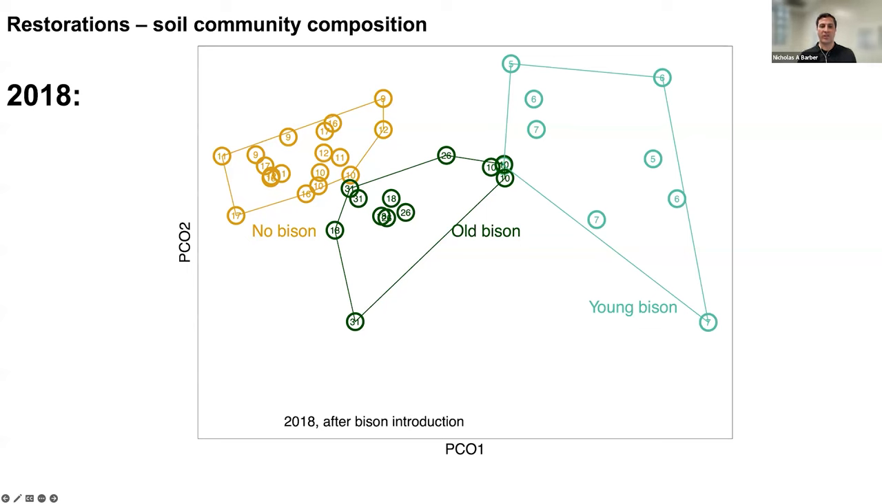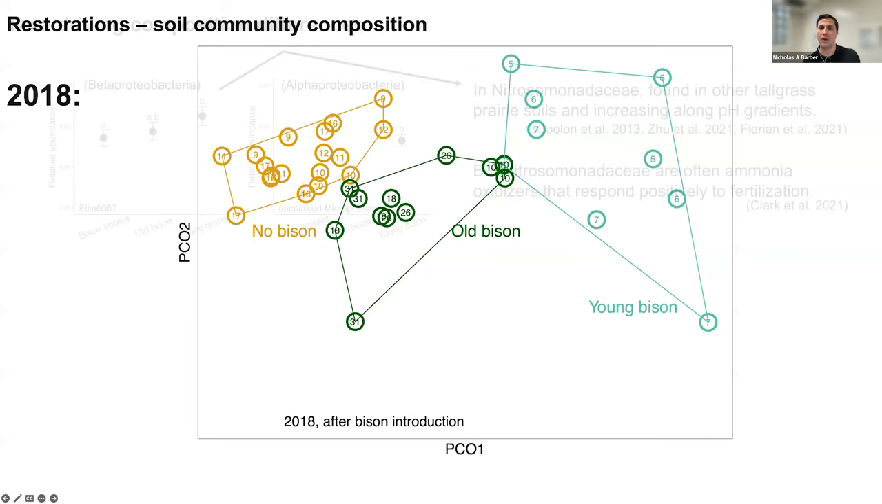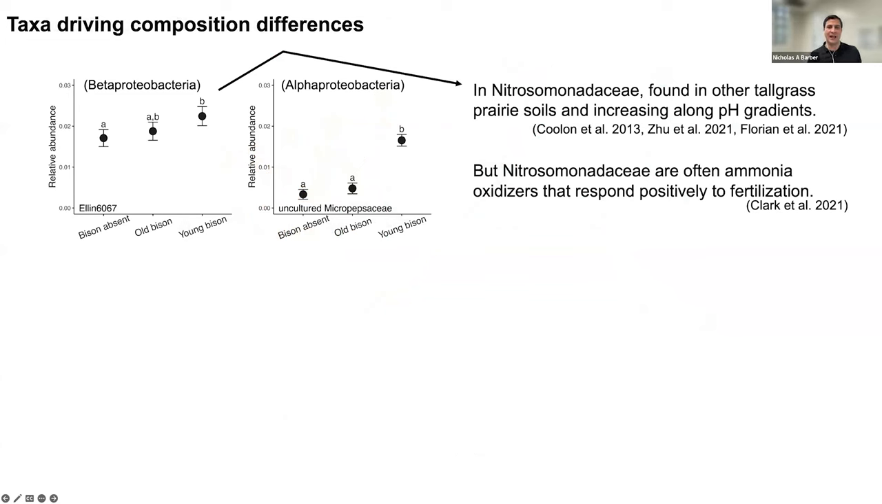So we also looked then at which taxa might be driving these changes we see. The work I'll talk about here was led by Wes Swingley using a machine learning approach to identify taxa with higher average information gain for random forest decision trees, either across years or following bison introduction. And then we could examine the relative abundances of those taxa in relation to the three site groupings. I'll just point out a few interesting highlights.